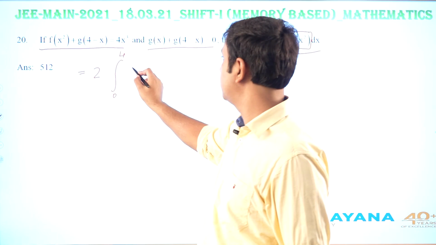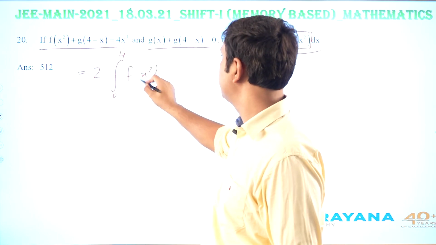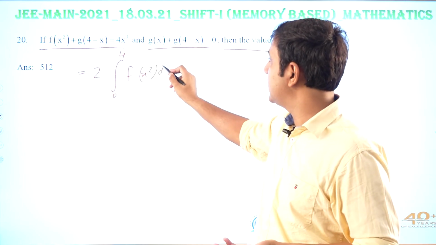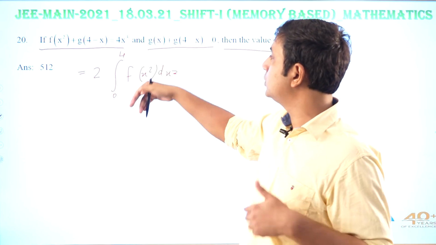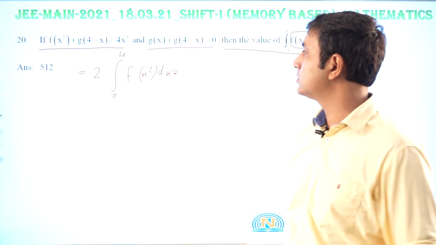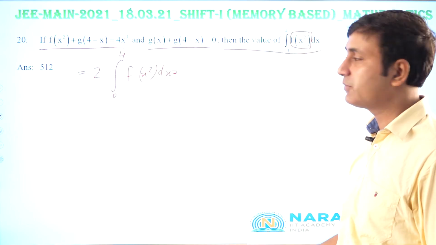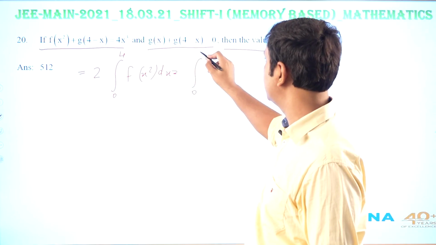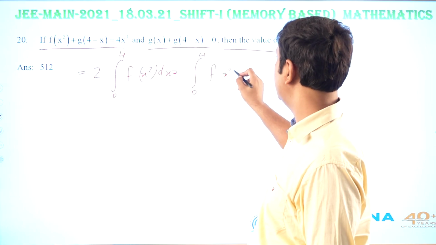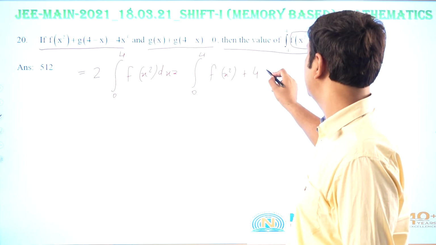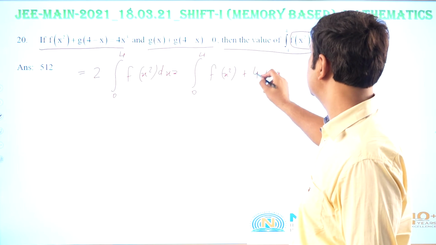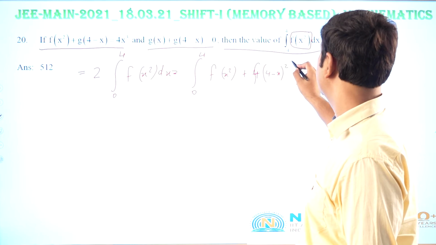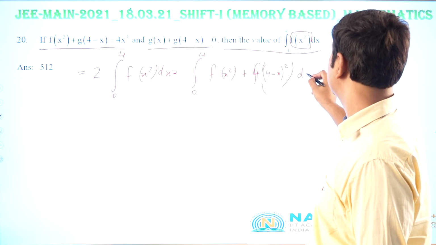So first of all, we have to find twice the integral from 0 to 4 of f of x square, which is the same as, notice that the integral from 0 to 4 of f of x square dx is the same as the integral from 0 to 4 of f of 4 minus x whole square dx. I mean, replace x by 4 minus x. Since both are the same, I can write this as the integral from 0 to 4 of f of x square plus f of 4 minus x whole square dx.